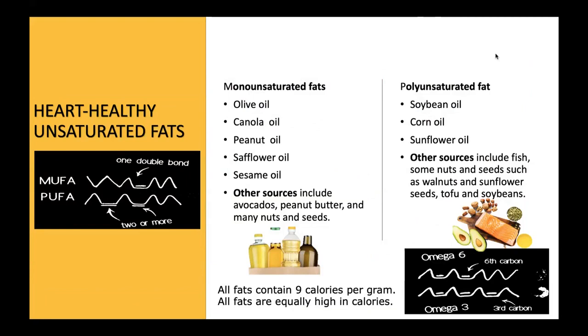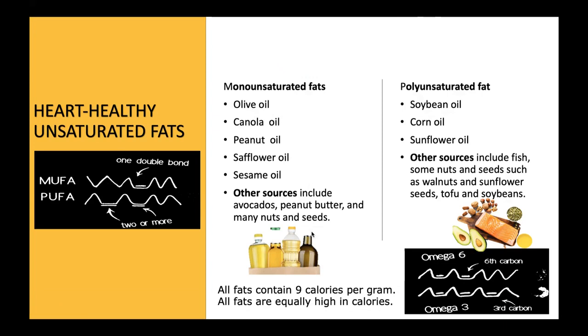So these are examples of unsaturated fat. For good health, the majority of the fat that you eat should be monounsaturated, also called MUFA, or polyunsaturated, also called PUFA. These are the fats that are liquid at room temperature, which would be different types of cooking oil, like olive oil, canola oil, vegetable oil. You can see the list of monounsaturated fats: olive oil, canola, peanut oil. Other sources are avocados, peanut butter, and nuts and seeds.